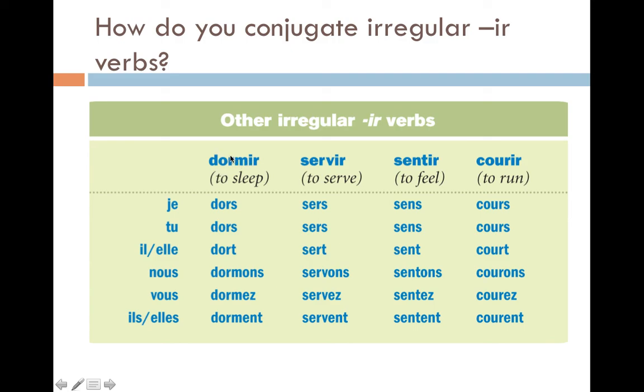So we're left with the stem, DOR, and then we add back S, S, T, ONS, EZ, ENT. So I would go ahead and pause here and copy these down. They follow the pattern, but sometimes it's helpful just to get practice writing it out and see what it should look like. Make sure that you have all of these conjugations written down in your notes so that we can practice tomorrow in class.